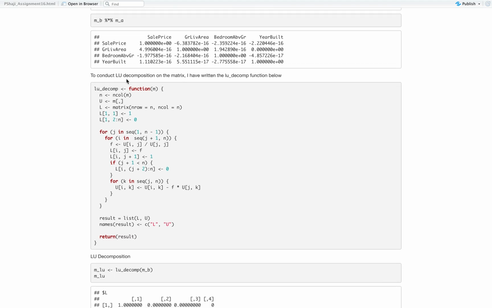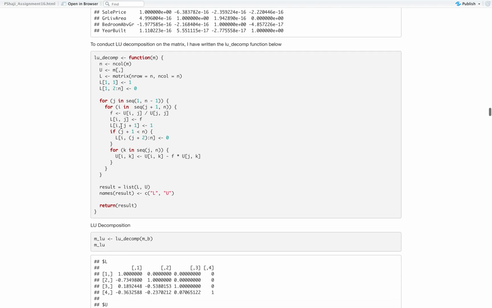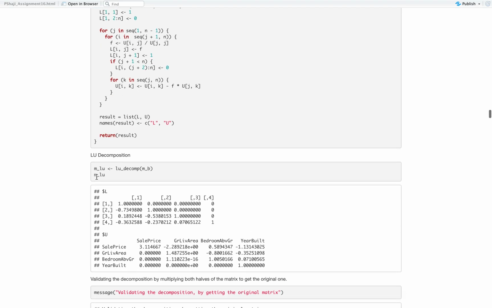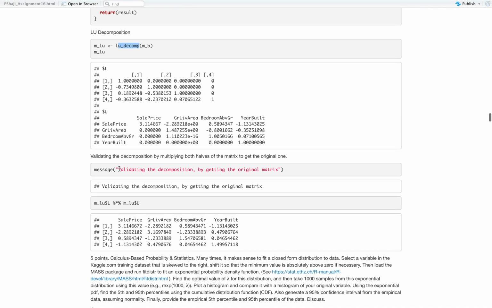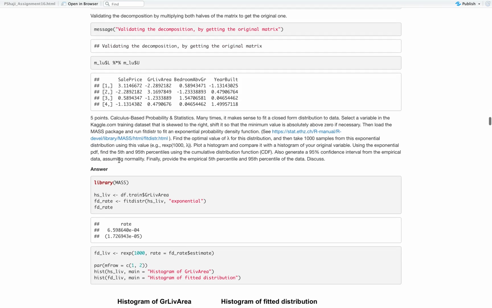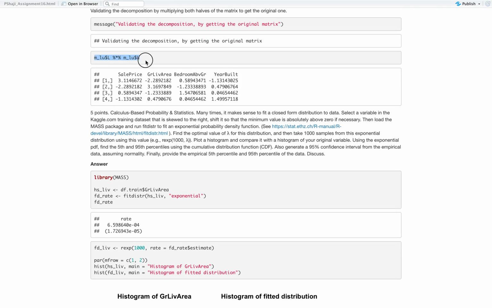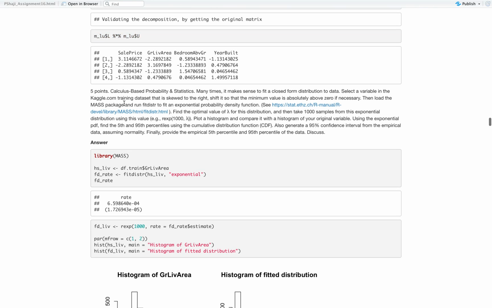After that, we conduct an LU decomposition of the matrix, for which I have written a function here, and to verify that, I have passed the MB variable in my function. And we also try to invert it to verify the matrix.